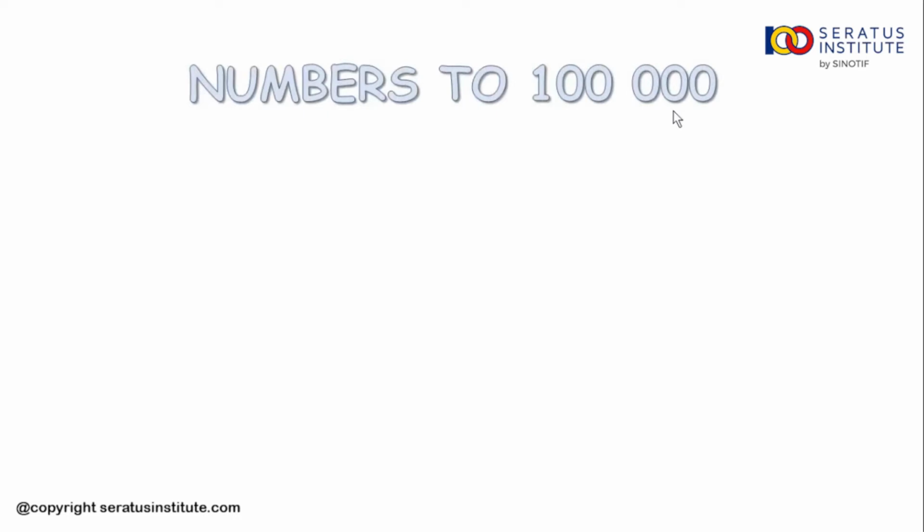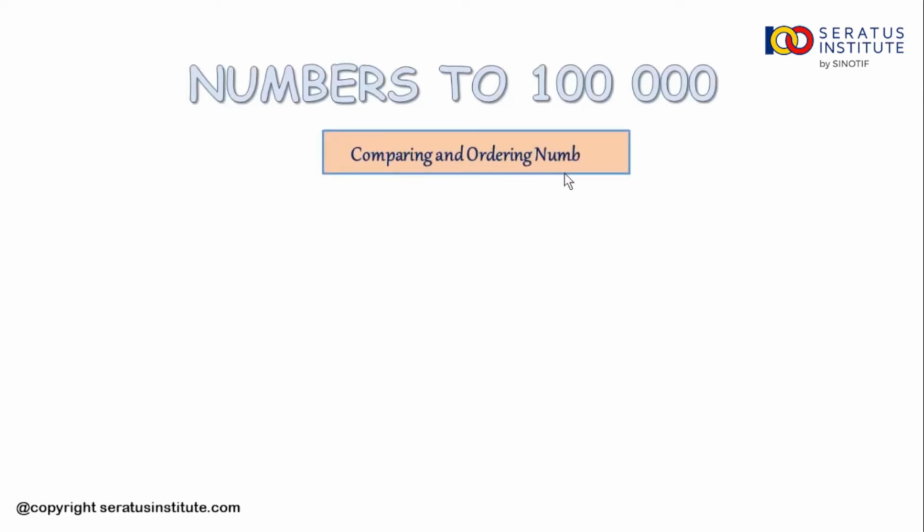This time we are going to talk about numbers to 100,000. In this video we will discuss the second section in this chapter, that is comparing and ordering numbers. For the first point, there is comparing 5-digit numbers.